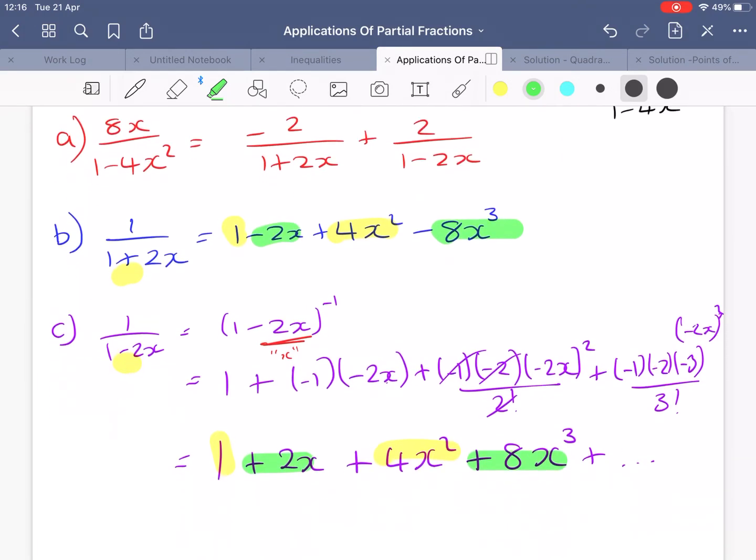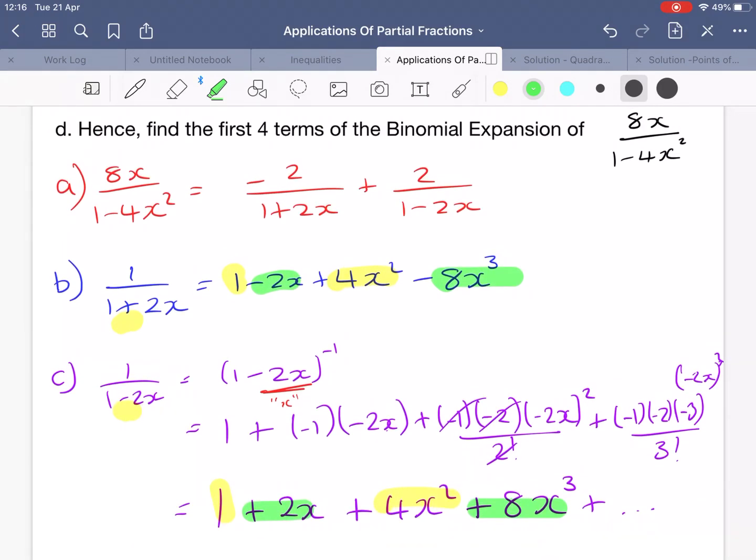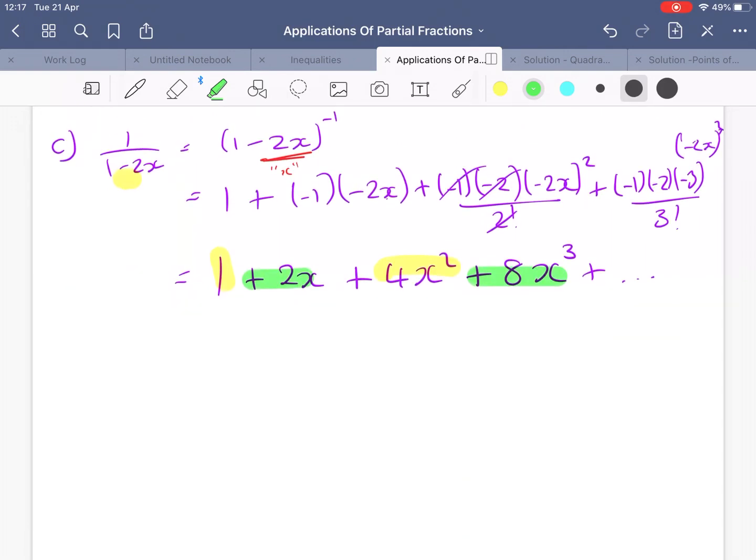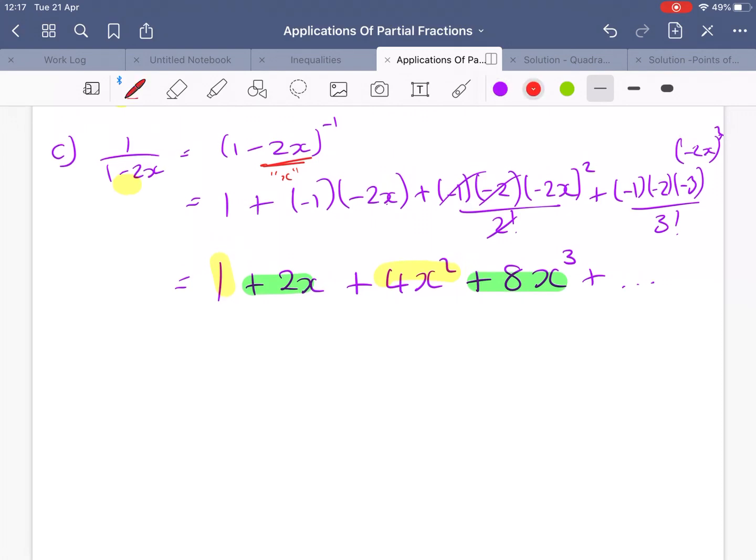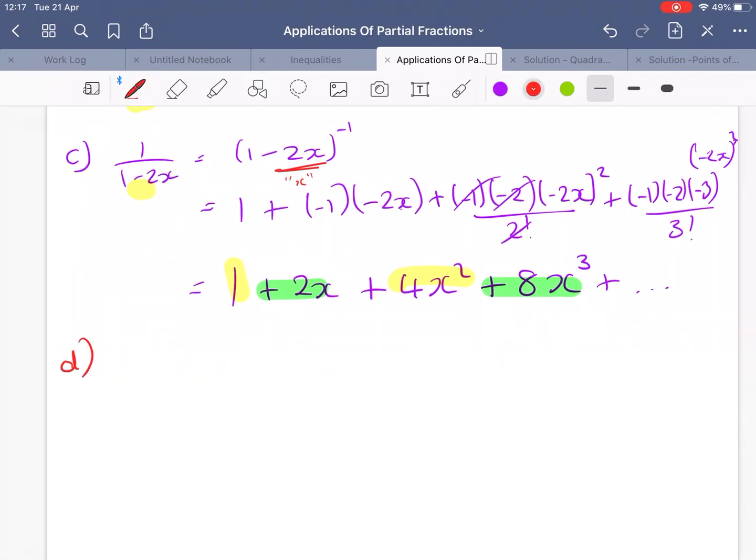Right, so now then, part B. Hence find the first four terms of the binomial expansion of that. Now, I know this is exactly the same as this. So I know 8x over 1 minus 4x squared is exactly the same as minus 2 over 1 plus 2x plus 2 over 1 minus 2x. So effectively, part B is just saying find the binomial expansion of minus 2 over 1 plus 2x plus 2 over 1 minus 2x.